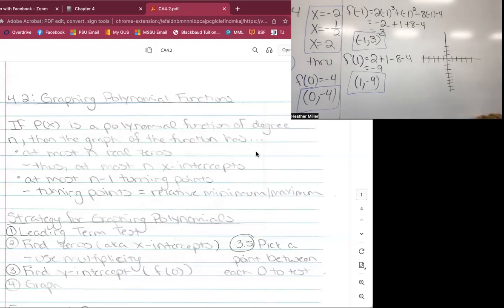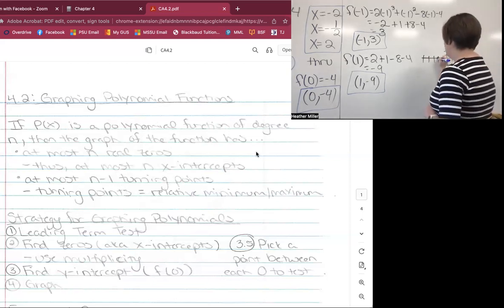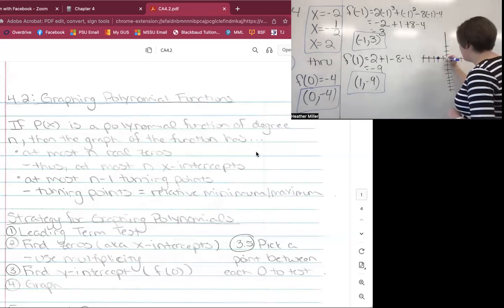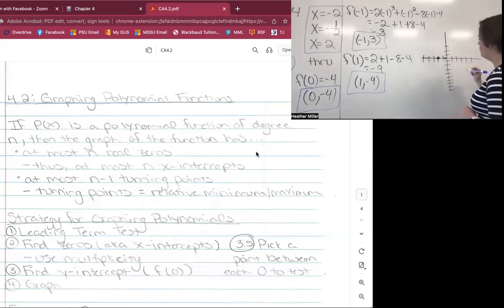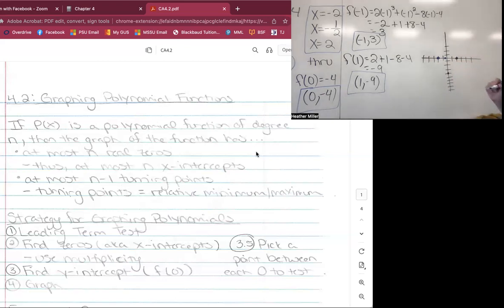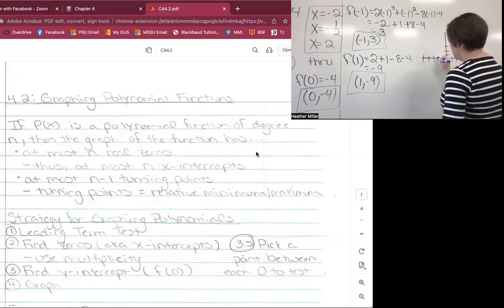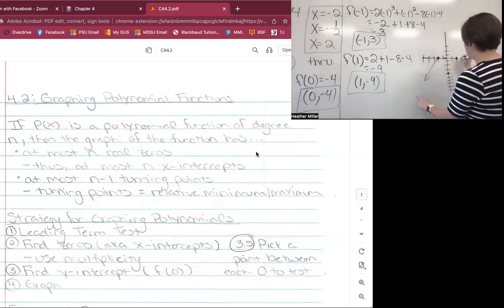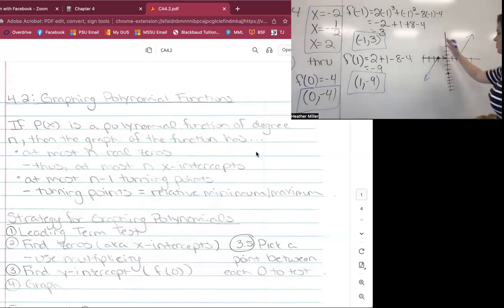So we found out that we had a 0 at -2. So I'm going to put that in. We had a 0 at -1/2. Put that in. We had a 0 at +2. I have my y-intercept at 0, -4. 1, 2, 3, 4. So that's down here. I also know that based on my leading term test, it was positive and odd. So at the ends, I'm going down on the left and I'm going up on the right. So it's all this stuff in between that I'm kind of playing around with.